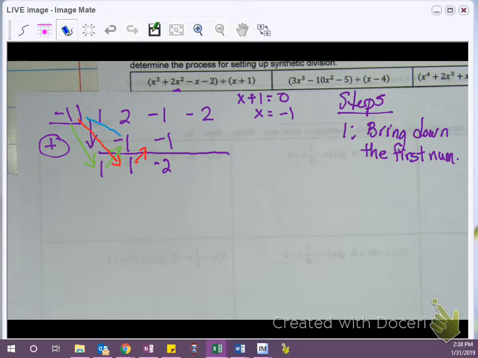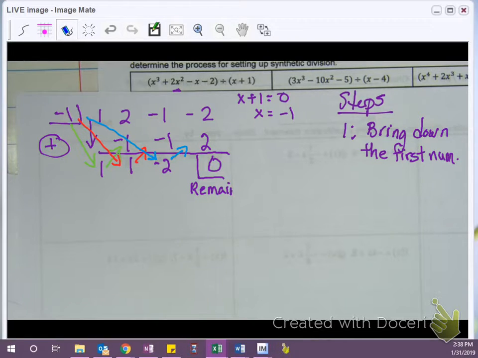Now we multiply the negative 1 times the negative 2. We put it in the next column, which is 2, and we add. So our remainder is 0. This last term is always the remainder.